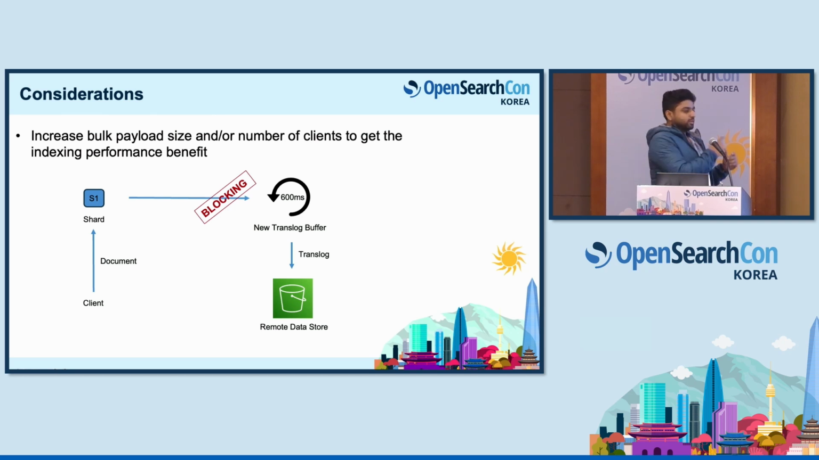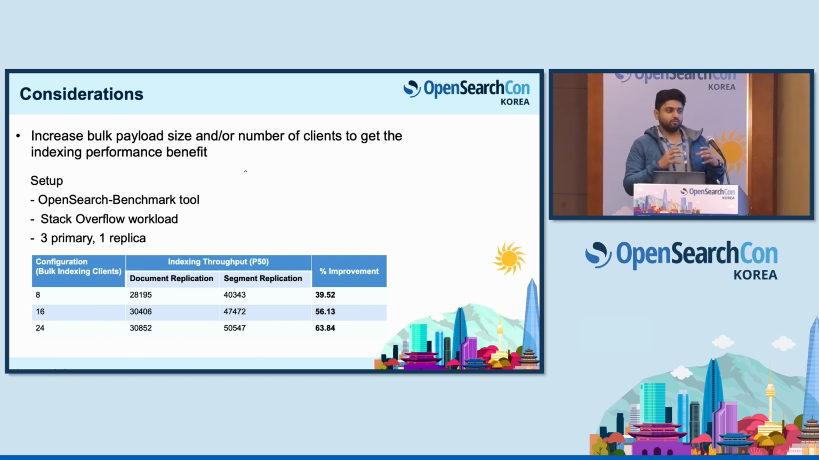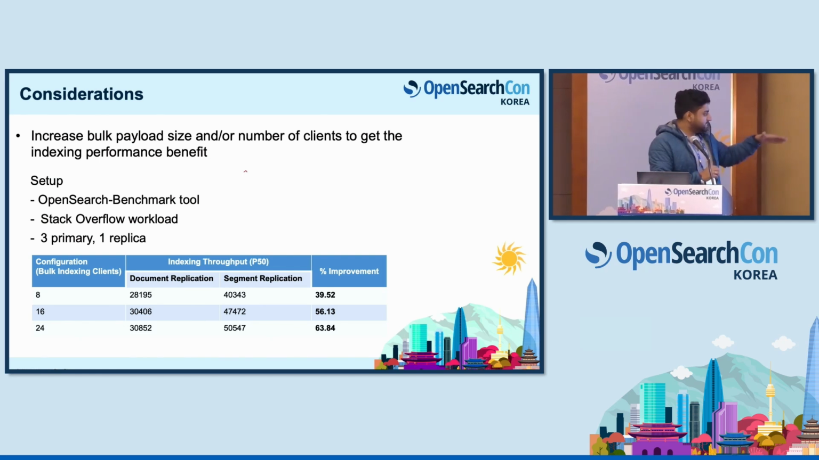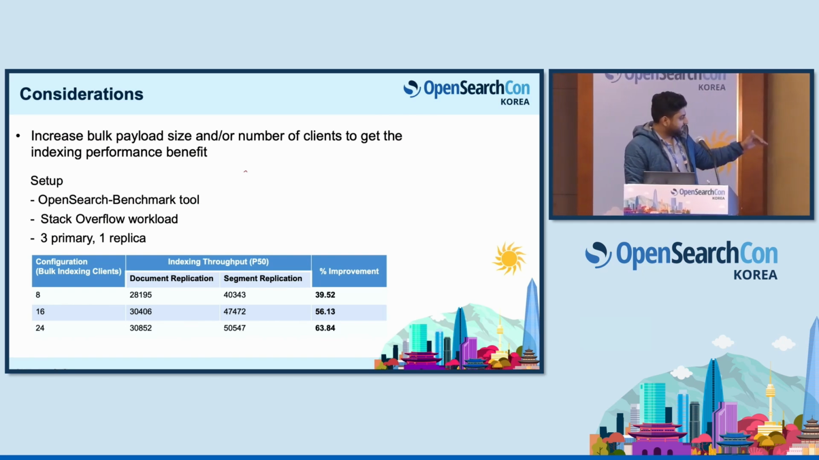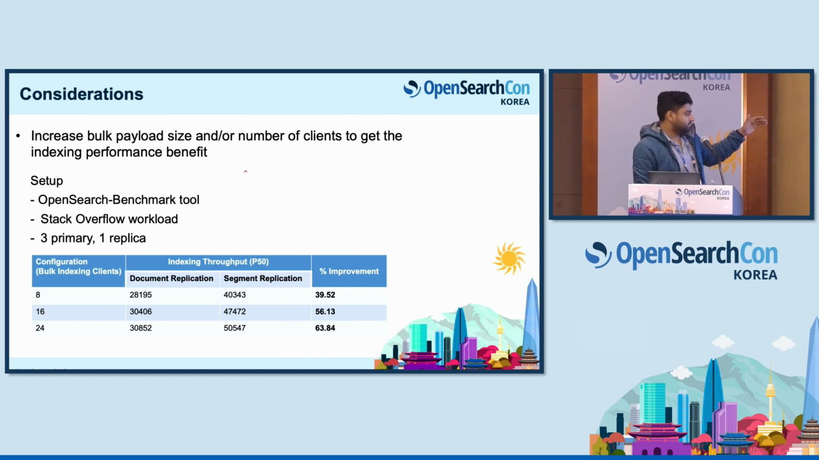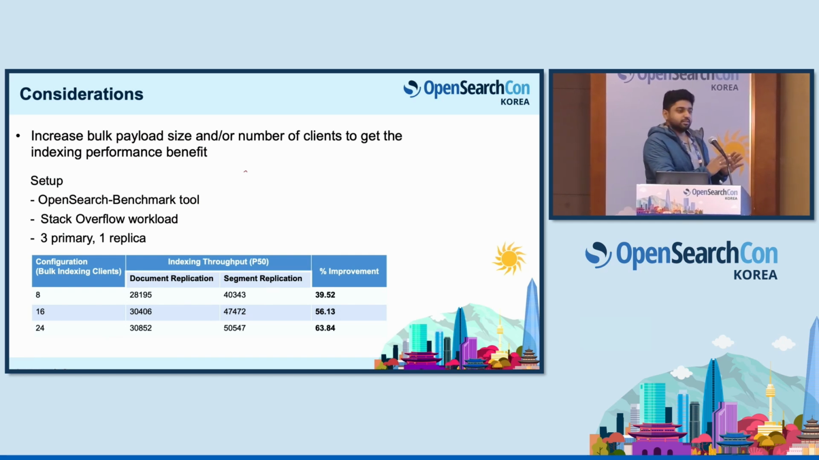Now, to get over this, we recommend that you either make your bulk requests very large, so that a lot of data is present in one request, or you increase the number of clients that are sending the requests. So if you see some benchmark results here, you will see that with 8 clients in the OpenSearch Benchmark tool, we were able to get these numbers: document replication at 28K, segment replication at 40K. Approximately 40% improvement in the indexing throughput without changing anything in the cluster's resources.